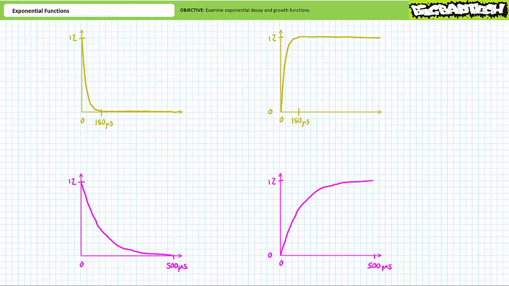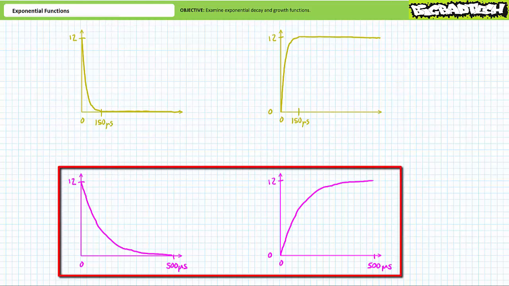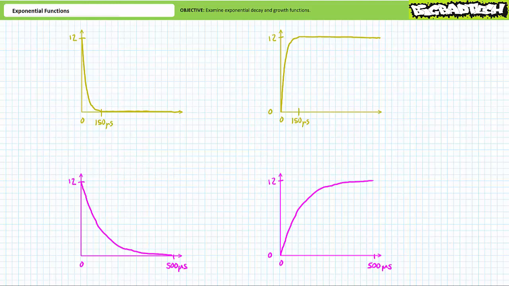Consider another set of exponential decay and growth functions modeled as having transitions between 0 and 12 or vice versa. The first set makes a complete transition in 150 microseconds, an extremely rapid, abrupt transition. The second set, in contrast, makes the same transition over a relatively relaxed time span of 500 microseconds. Which set has a smaller time constant? Which set has a larger time constant? Obviously, the first set makes a quicker transition, so the first set has a smaller time constant. And the second set, identified with the slower transition, has a larger time constant.